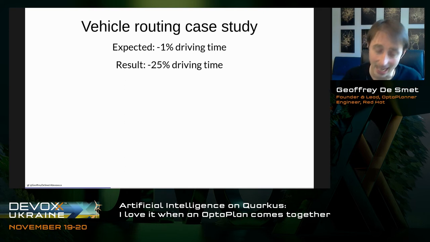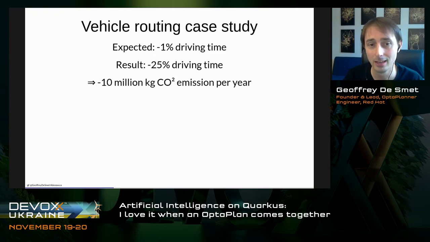Now, this was actually a case with tens of thousands of vehicles. And this is in production every year. And so every year now, they reduce their CO2 emissions by more than 10 million kilograms of CO2. To give you an idea, that's the equivalent of taking an airplane from Brussels to New York and back 25 times per day.